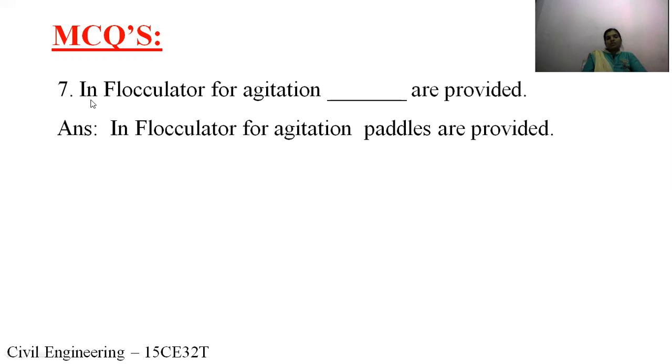Next question. In flocculator, for agitation, dash are provided. For agitating to get the good flock in flocculator, what are provided? Paddles are provided. To develop the required flock, paddles are provided. So the answer is: in flocculator, for agitation, paddles are provided.